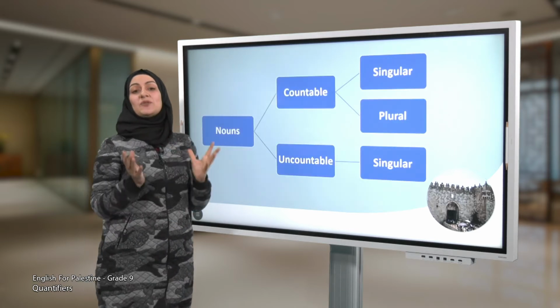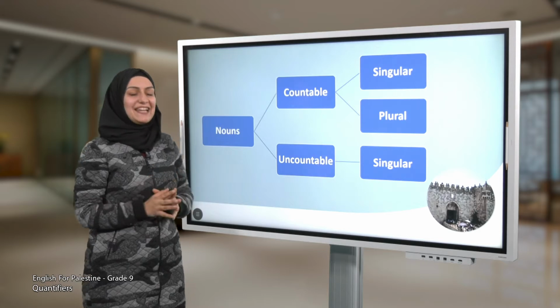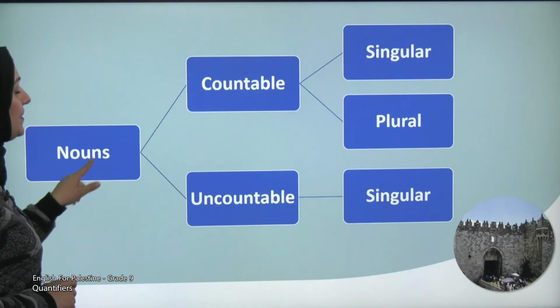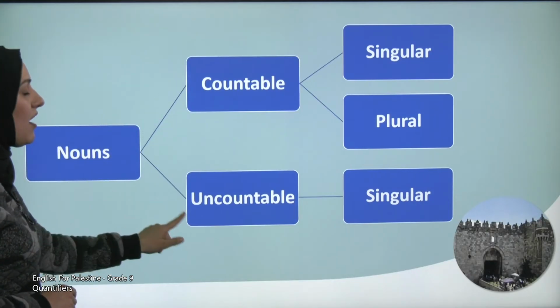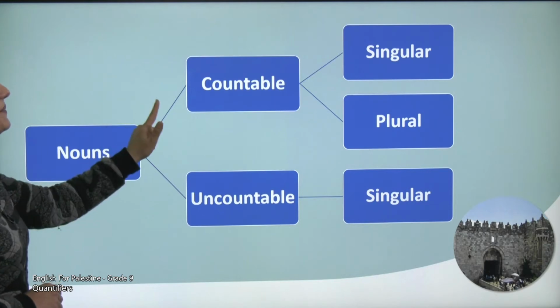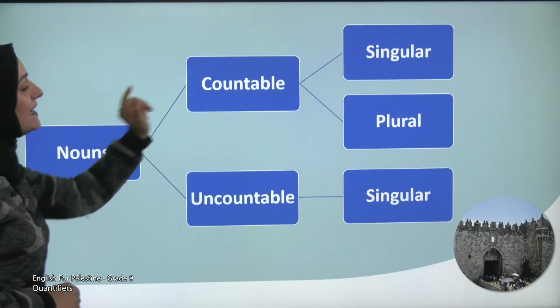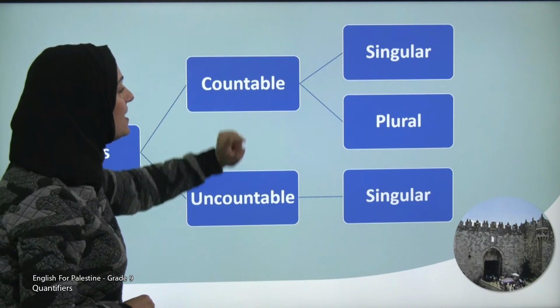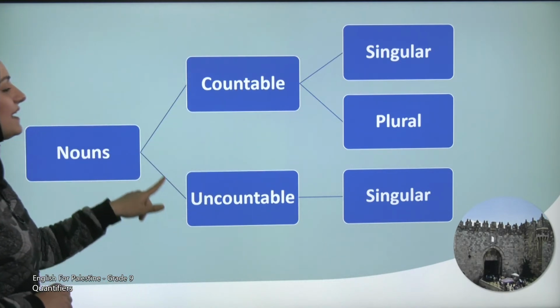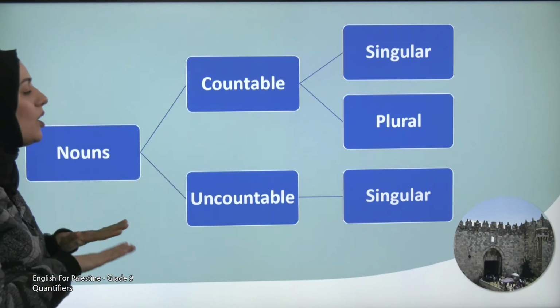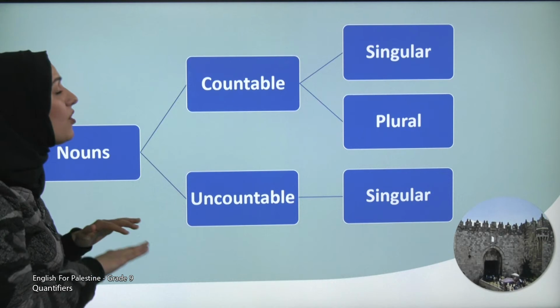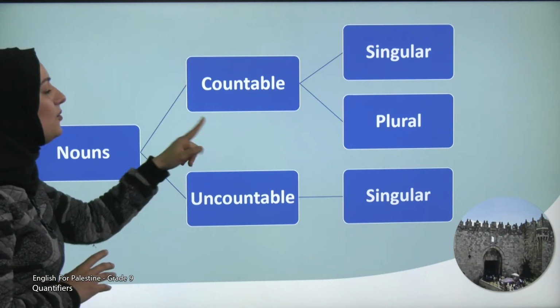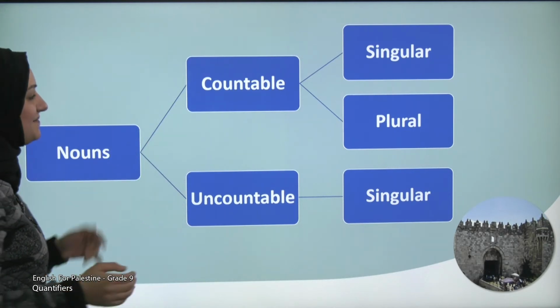So, to summarize what we have said, in English, nouns can be either countable or uncountable. Countable nouns have both singular and plural forms, like apple, apples. Uncountable nouns are always in the singular form. They cannot be in the plural form, like milk.